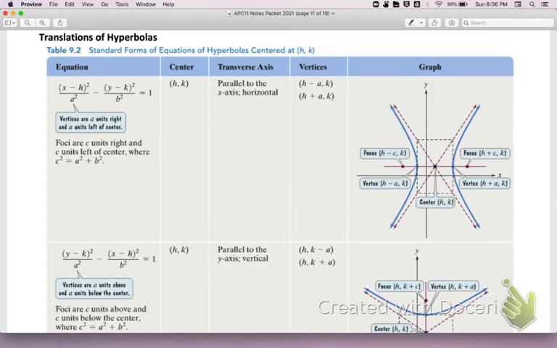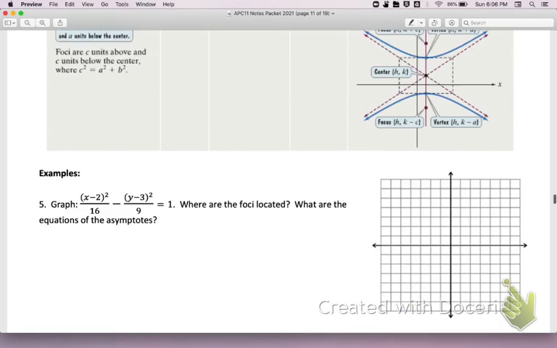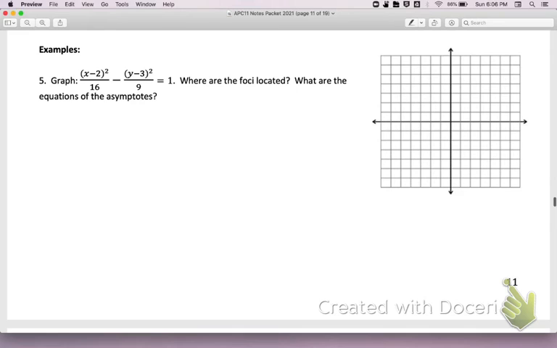Now, the equations of the asymptotes get a little bit trickier because the y-intercept is not 0 anymore. So we're going to have to use the slope and use the point that we know they go through, which is the center, to find the equations. Okay, so let's do one together. Number 5 says, graph the equation, find the foci, and what are the equations of the asymptotes.